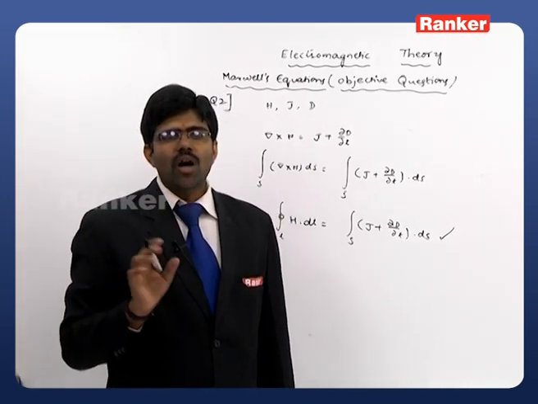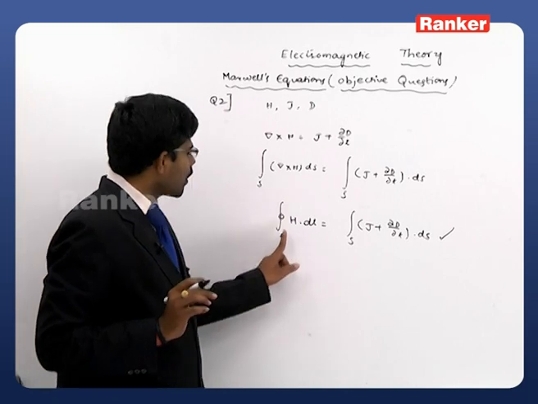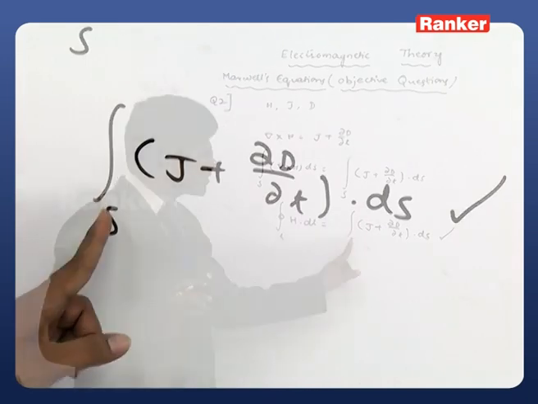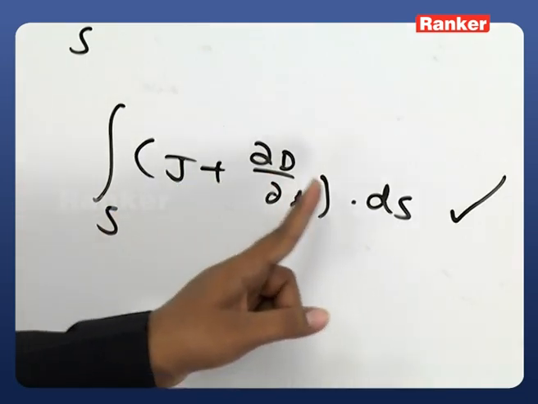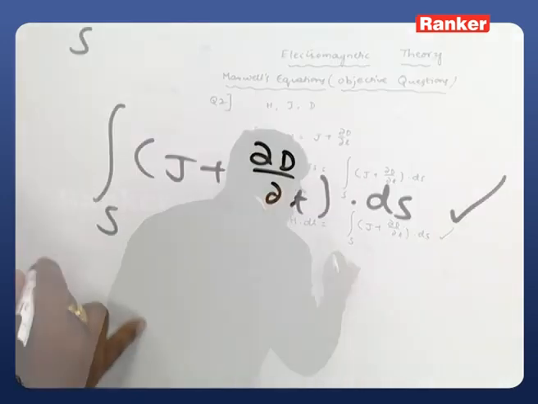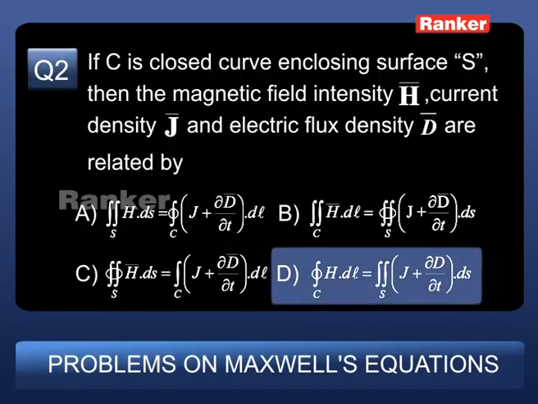If you observe option 4, that is, the closed contour integral of H dl is equal to the open surface integral of (J plus ∂D/∂t) ds, it is right. So we are supposed to take option D as the answer.